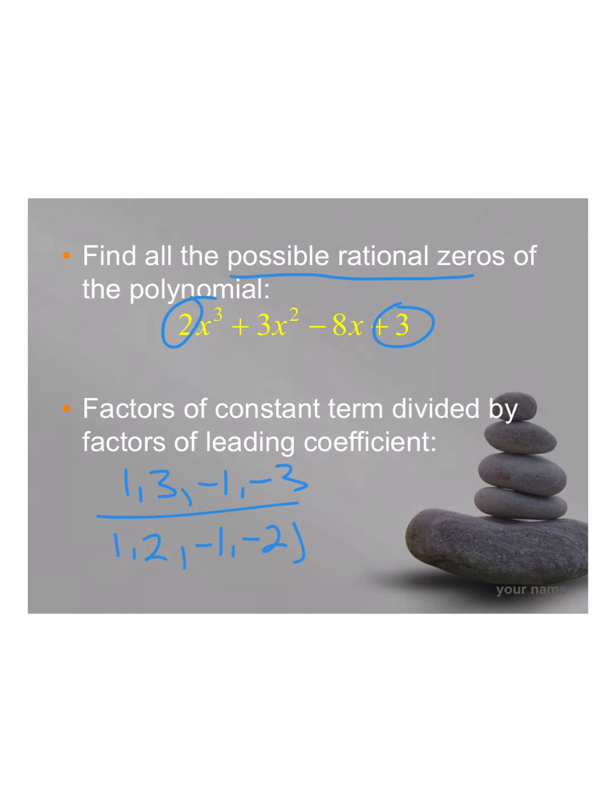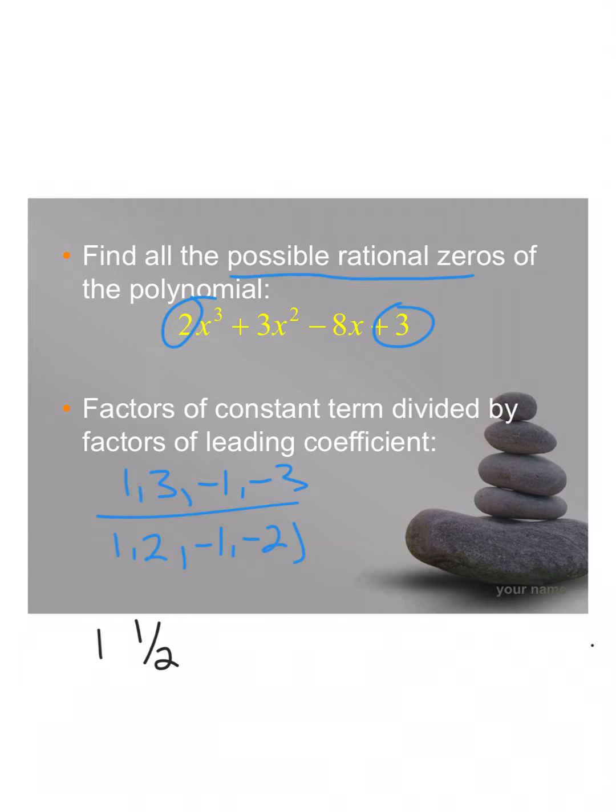All right, so what I need to do now is take these values and just kind of simplify them. I have, for example, let's look at the 1. So I can do 1 over 1, which results in just 1. Or I could do 1 over 2, which results in 1/2.